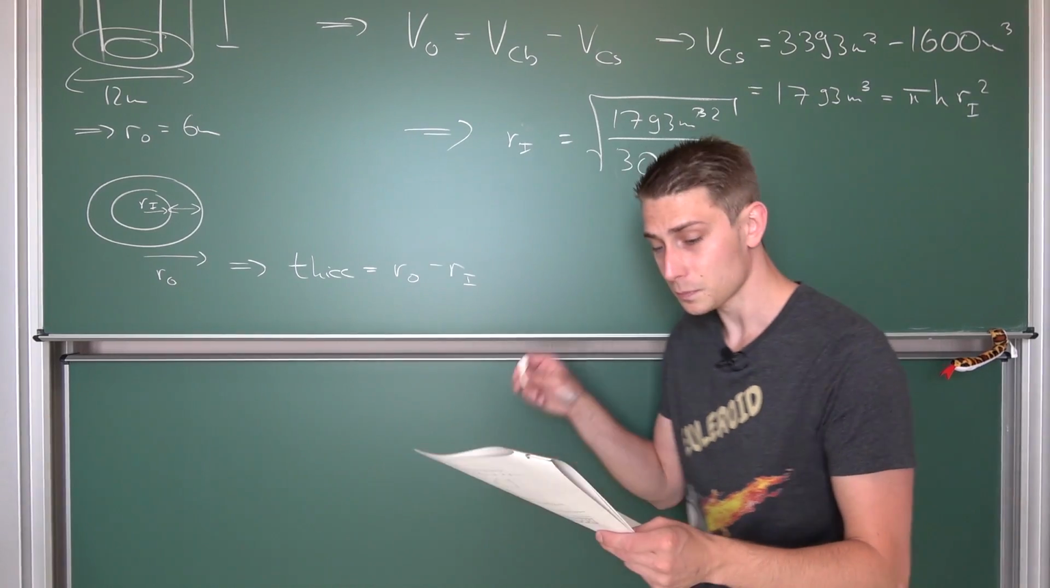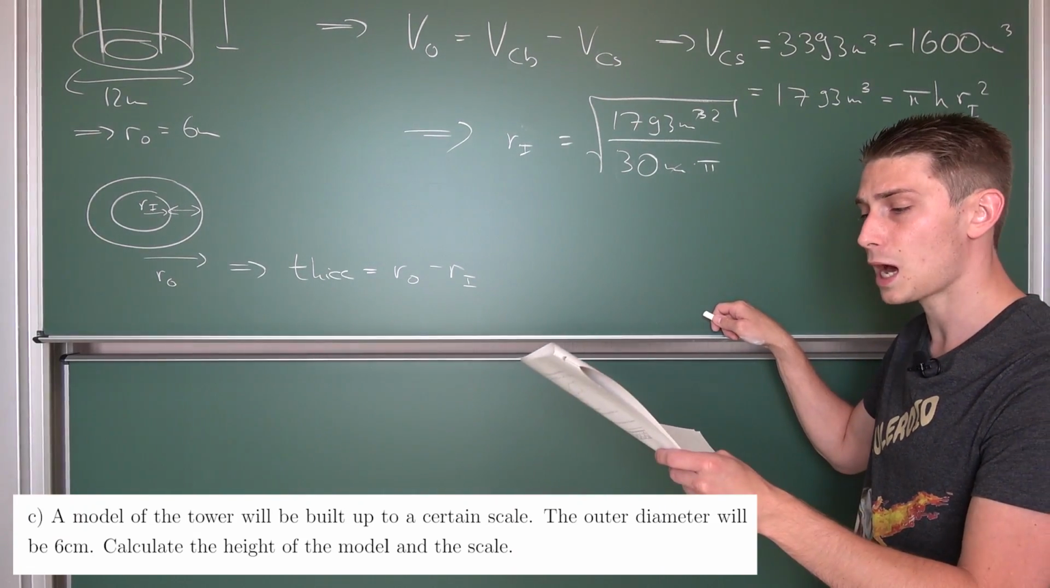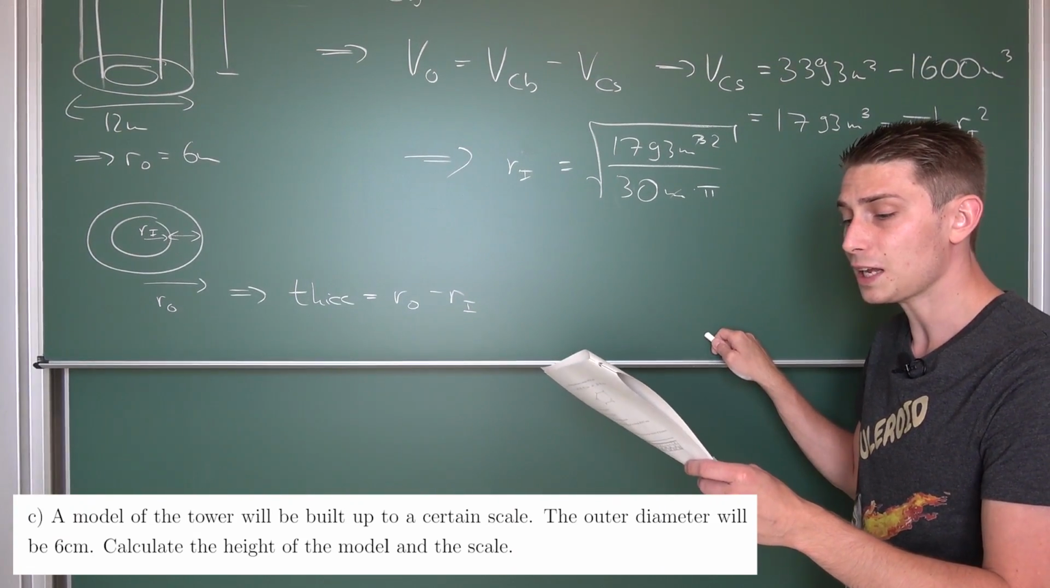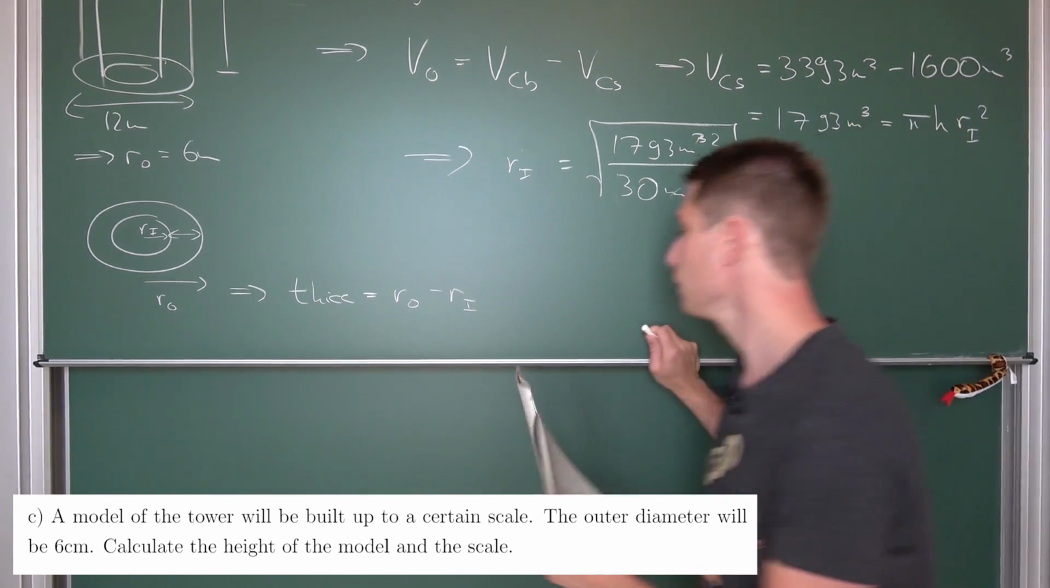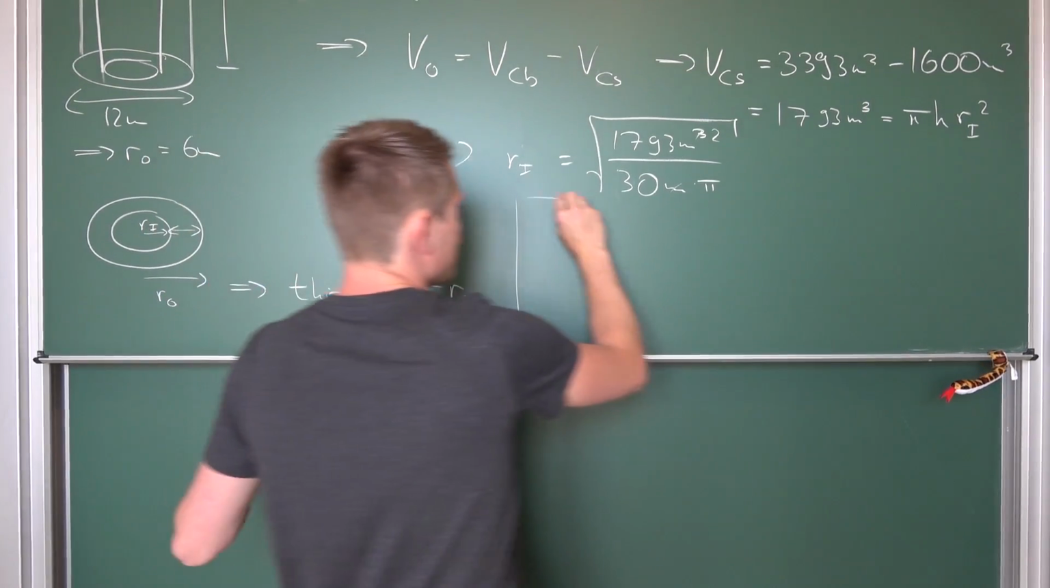And that's it. A model of the tower will be built up to a certain scale. The outer diameter will be 6 centimeters. Calculate the height of the model and the scale. Okay, this one is actually quite easy.